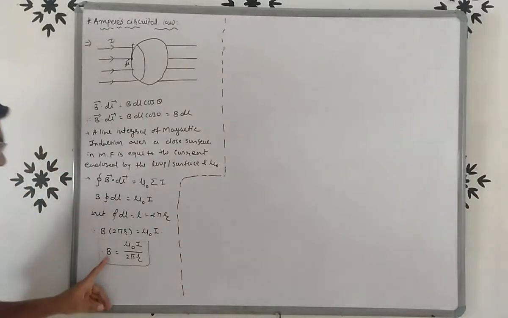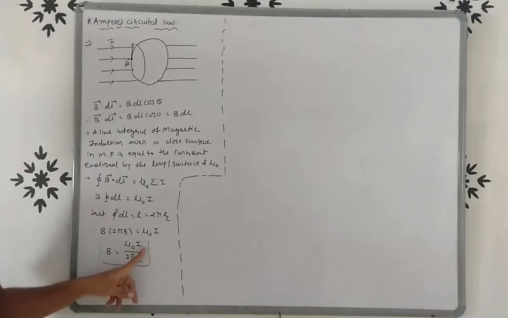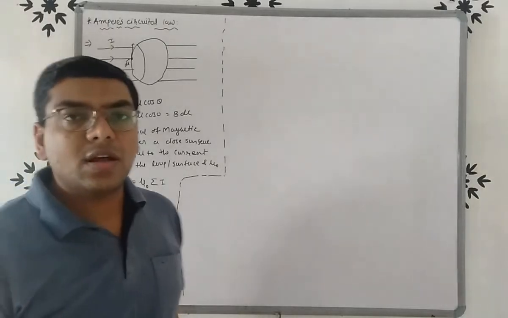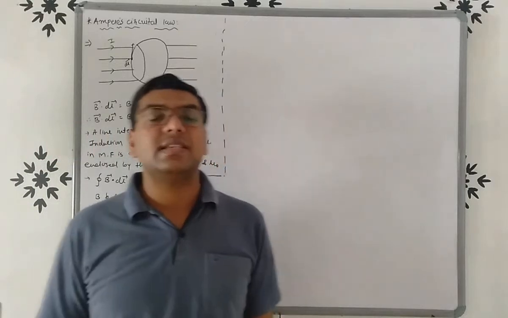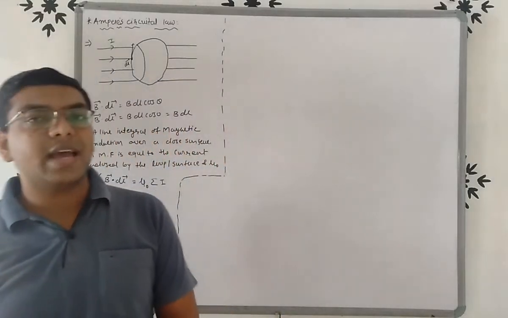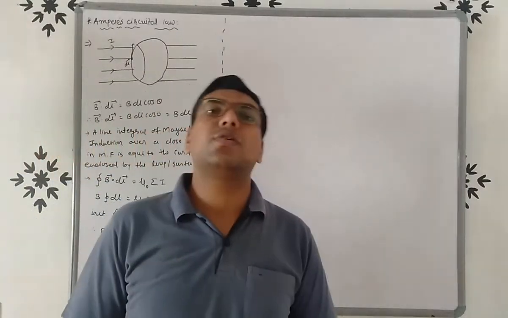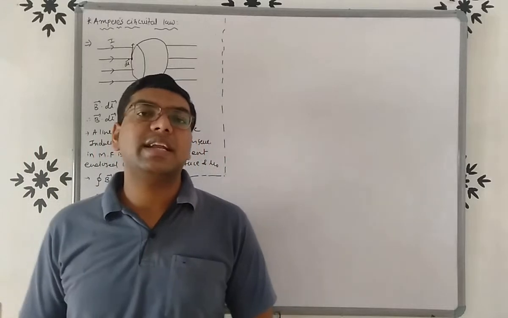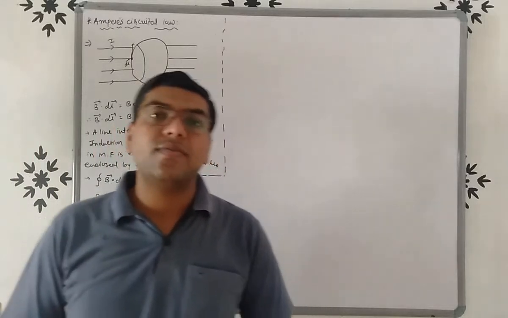So once again friends, from this equation we can say that magnetic field is proportional to current I and inversely proportional to R. For a circular loop, magnetic field B is equal to mu 0 I upon 2 pi r. Next point, for a circular loop, if we draw a tangent, then it will give the direction of magnetic field.